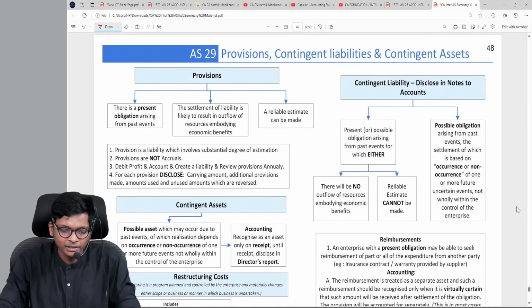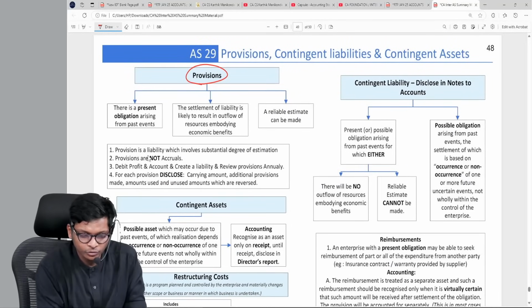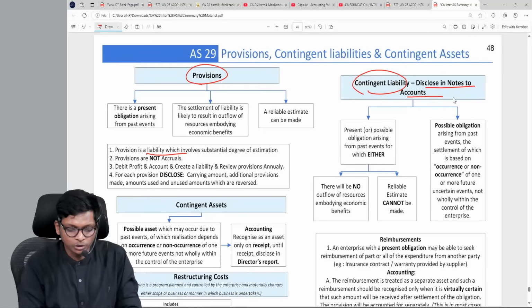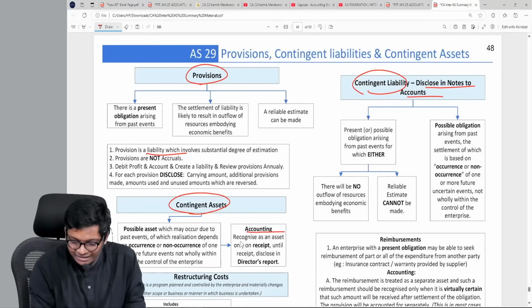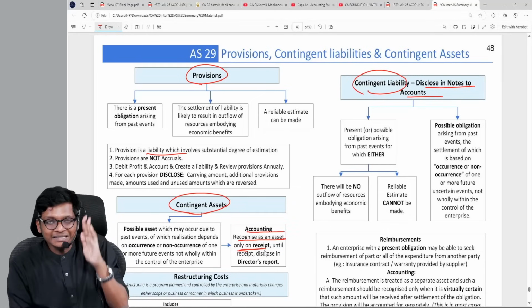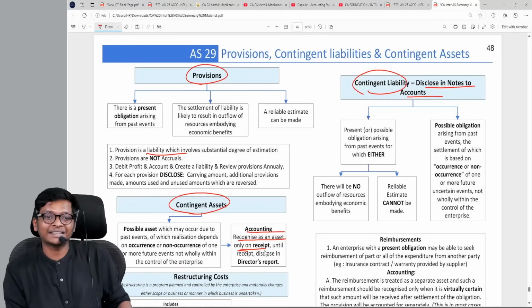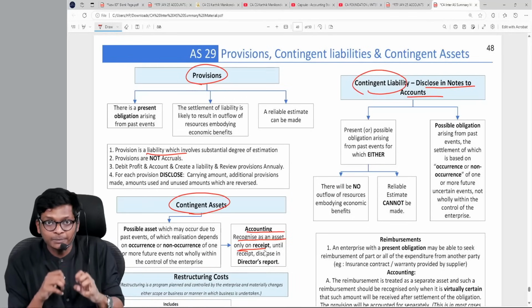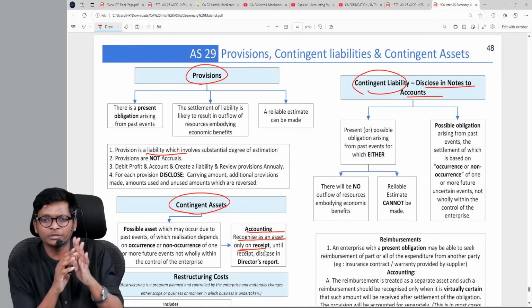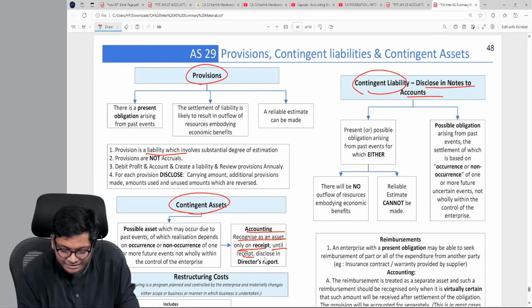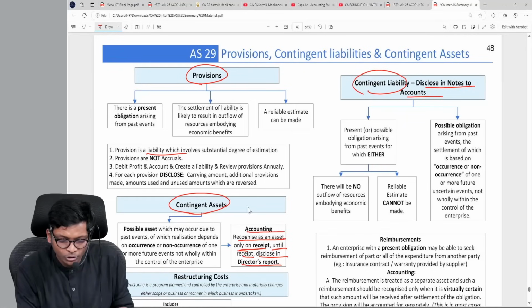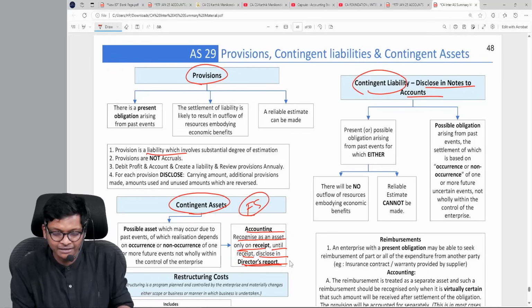Even if you go to AS29, just to connect with the questions because we didn't take it over there. Provisions, we have to create liability. Contingent liability, disclose in notes to accounts. Contingent asset, recognize as an asset only upon receipt. Until receipt, you cannot recognize it. So even an estimate you should not show, 3.2, 3.5, until receipt. Disclose in director's report. Only when it's received, you will show in FS. In director's report, we will show.